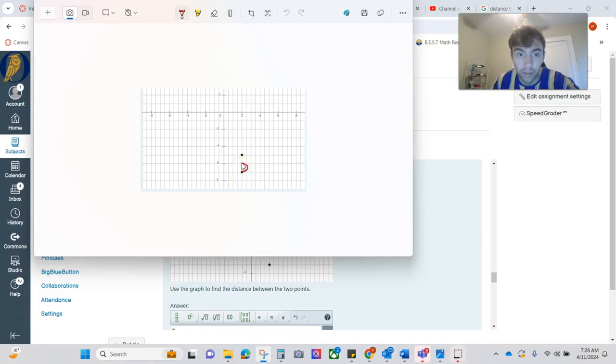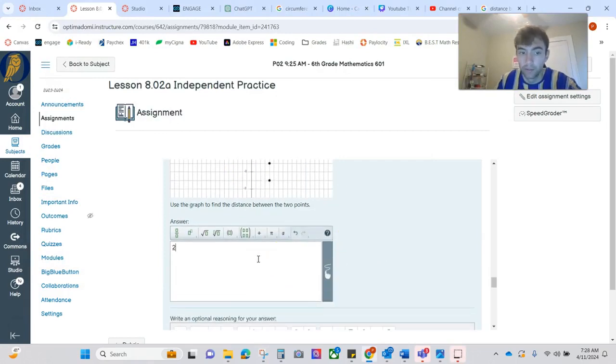How far are these points from each other? 1, 2. They are 2 from each other.